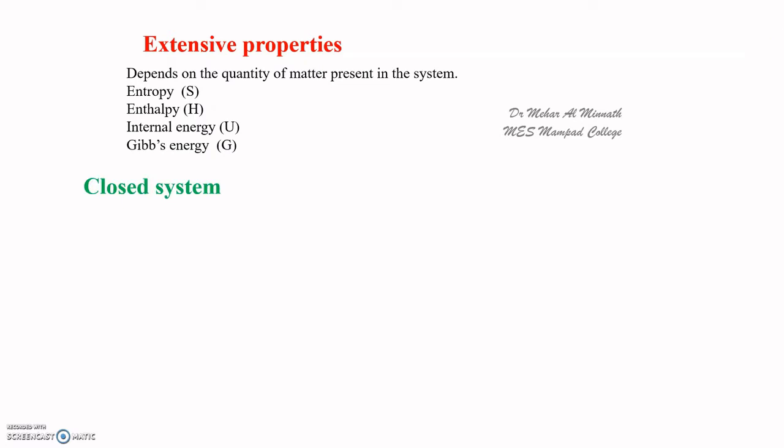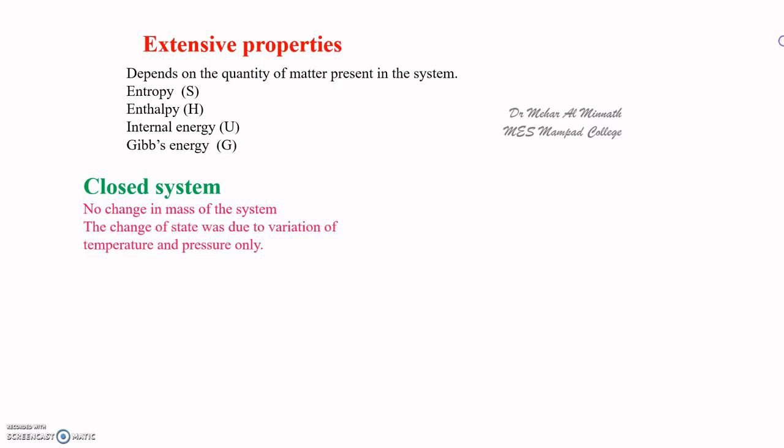You are also familiar with the terms closed system and open system. Now in a closed system, there will not be any change in the mass of the system, or there will not be an exchange of matter. There will be only exchange of energy or heat between the system and the surrounding. And the change of state in a closed system is due to the variation of temperature and pressure only, isn't it?